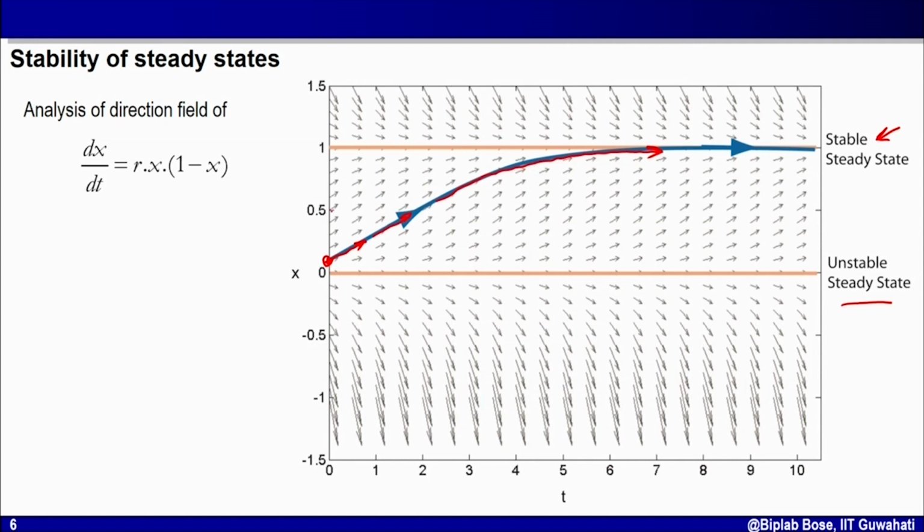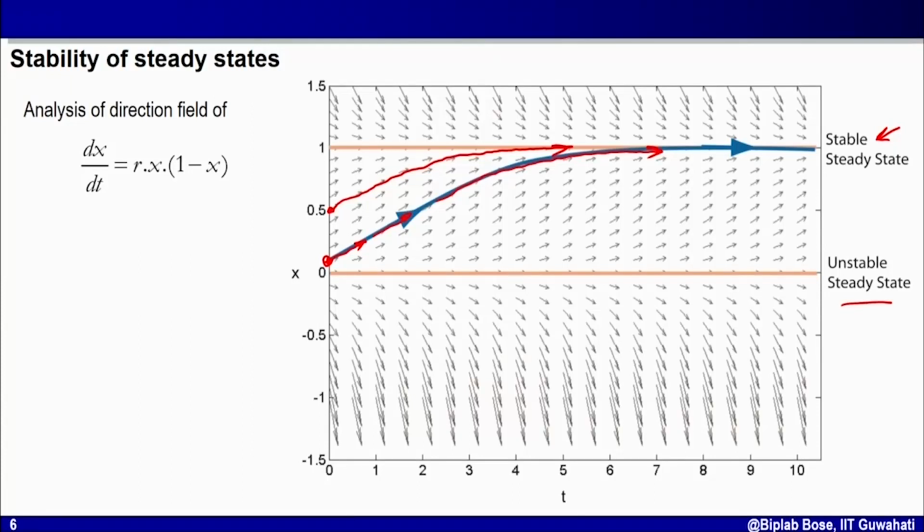If I take another point, suppose at t equal to 0, x was 0.5, then following these arrows, the system will again collapse at the stable steady state, x equal to 1. In this particular problem, x can vary from 0 to 1. So any negative value of x does not make any biological sense. Any value of x bigger than 1 also does not make any sense, because we are measuring the fraction of people who are infected with the disease.